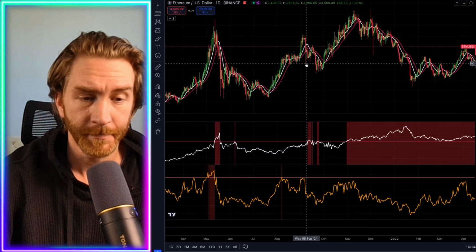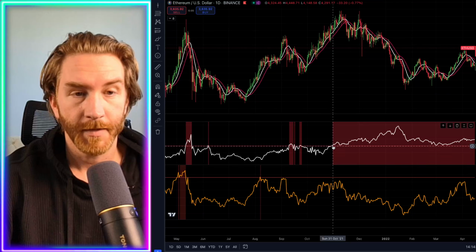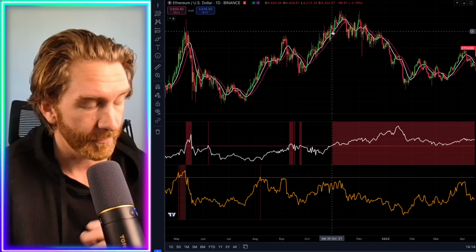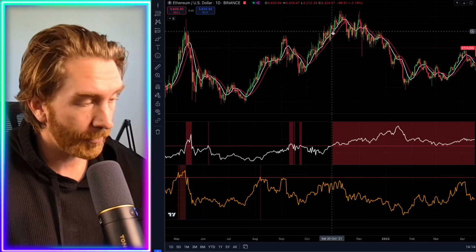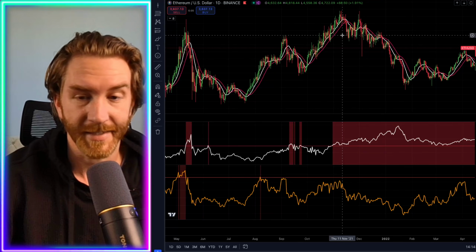This was in September. Then we come into the blow-off top towards the fall. This white line begins to hit the red line, signaling a red background here that the altcoins are overpriced. It's time to exit completely. And it signaled pretty much near the exact top.